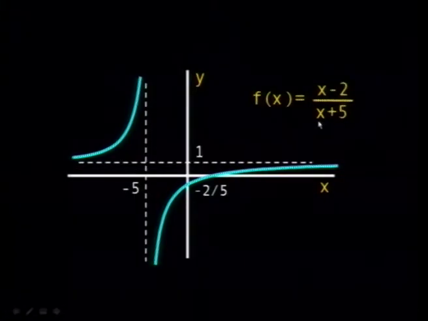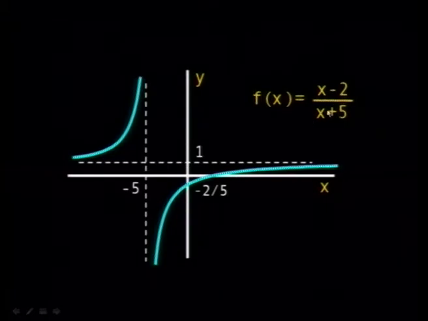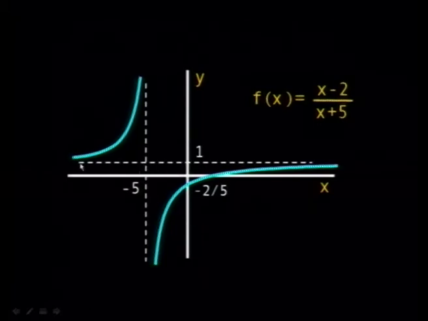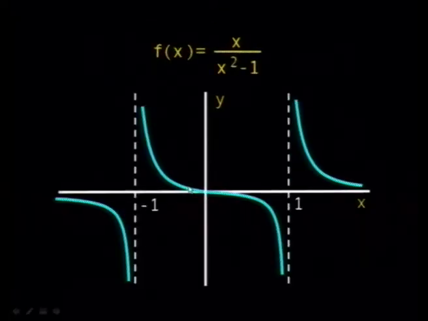So here, (x minus 2) divided by (x plus 5): at x equals 0, you get minus 2 over 5, so it should pass by this point. And at 2, you have y equal to 0, so it must pass by this point. And there is a horizontal asymptote here, and the vertical asymptote at minus 5, so it must look like this.